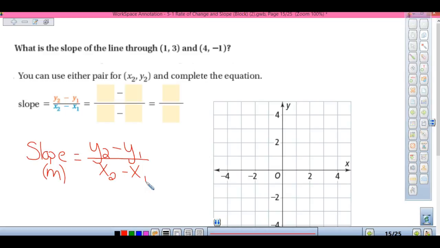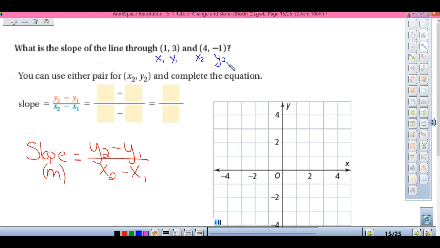All right, so what I like to do is I like to take my points. Points are always written as what, comma, what? X, comma, y. So I always label my points: x1, y1, x2, y2. x1, y1 for the first point, and x2, y2 for the second point.